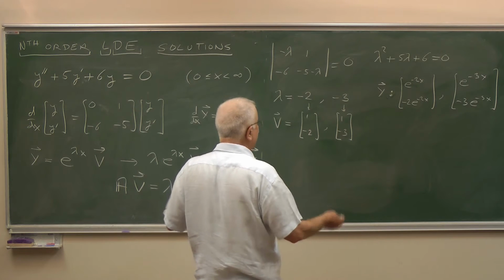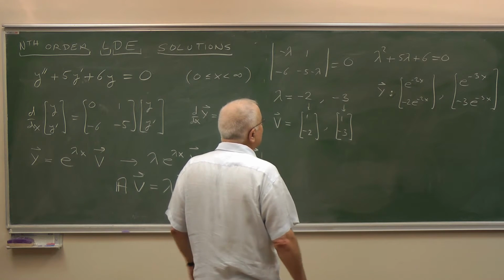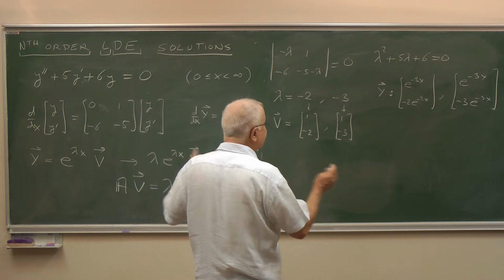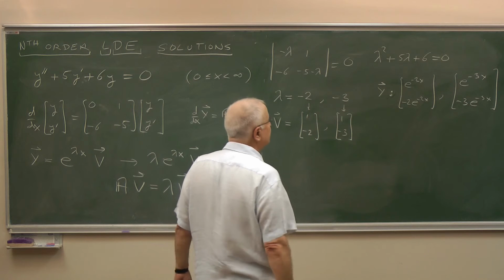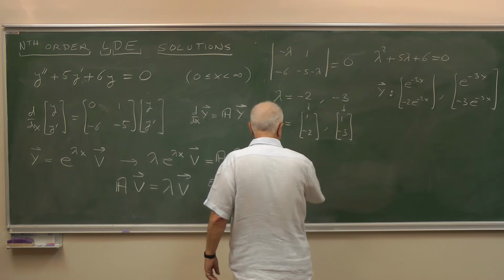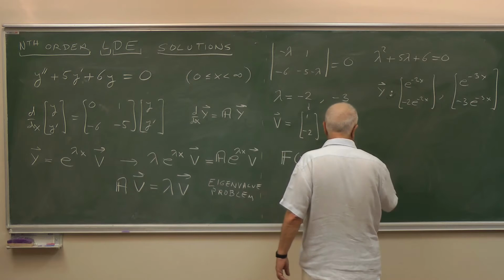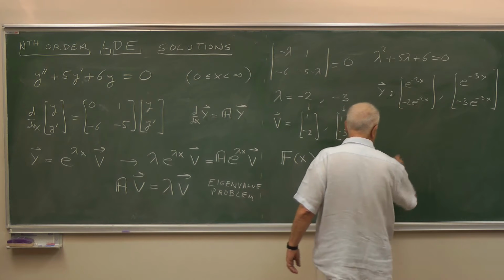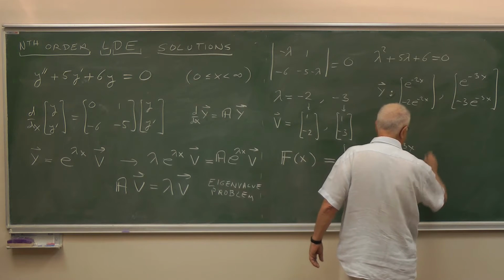Very quickly, let me come to the heart of the matter. As we are used to partitioning matrices, we can synthesize them, put them together. So I'll put these two solution vectors side by side. I'll call it the matrix F, and it will be e to the minus 2x, minus 2e to the minus 2x, e to the minus 3x, minus 3e to the minus 3x.